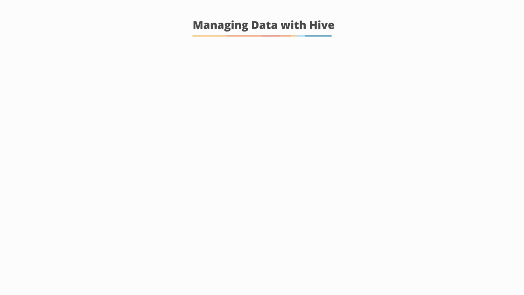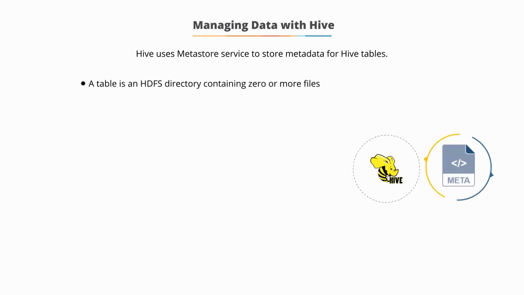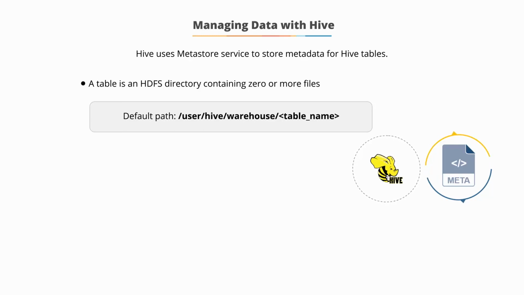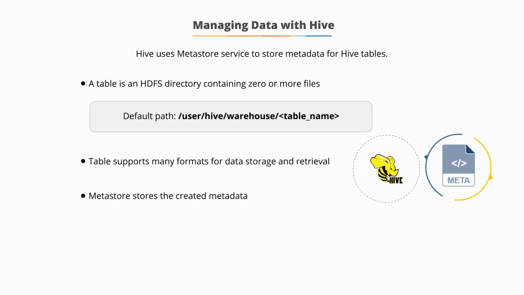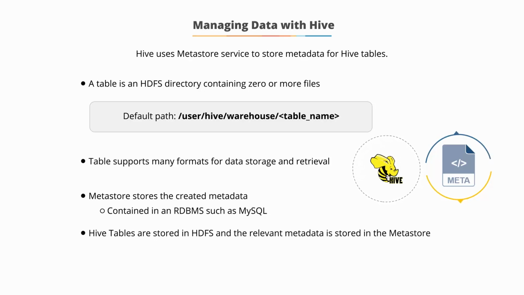The Hive Metastore. Managing data with Hive. Hive uses a Metastore service to store metadata for Hive tables. A table is simply an HDFS directory containing 0 or more files. The default path for the HDFS directory is /user/hive/warehouse/ and then the table name. The table supports many formats for data storage and retrieval. The Metastore stores the created metadata. This is contained in an RDBMS such as MySQL. Hive tables are stored in HDFS and the relevant metadata is stored in the Metastore.